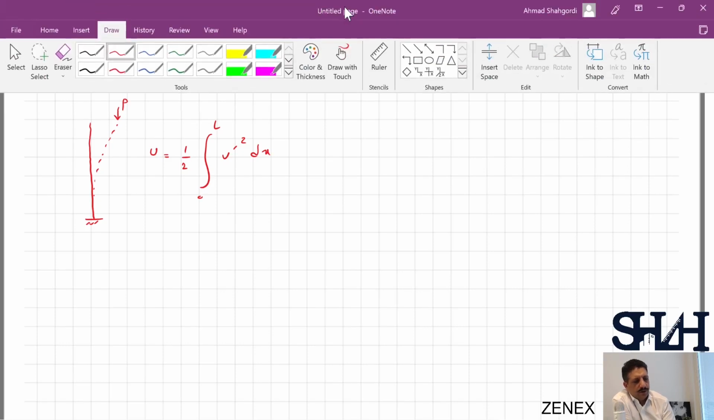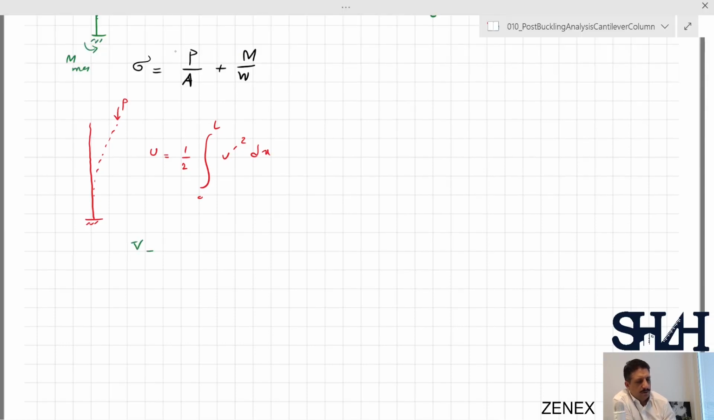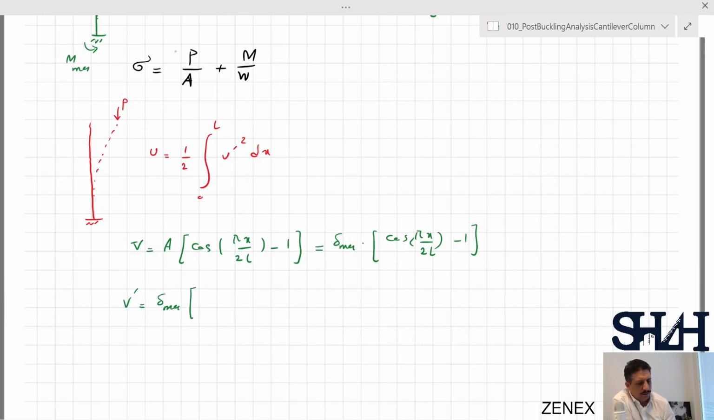Now we need to rewrite V. V was A cosine of pi x over 2L minus 1, and A is representing delta max. So it is delta max times cosine of pi x divided by 2L minus 1. So V prime will be delta max times minus pi over 2L sine of pi x over 2L.